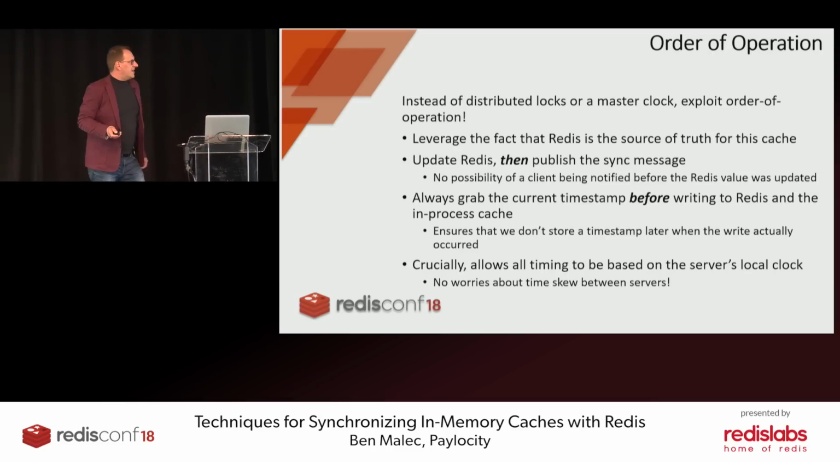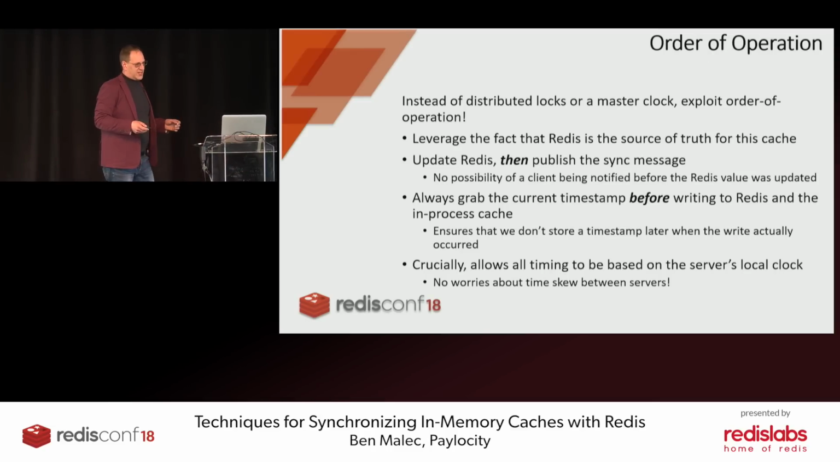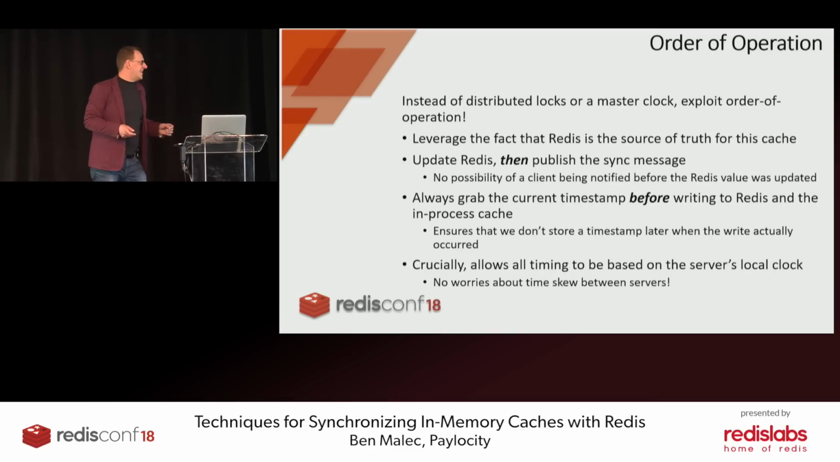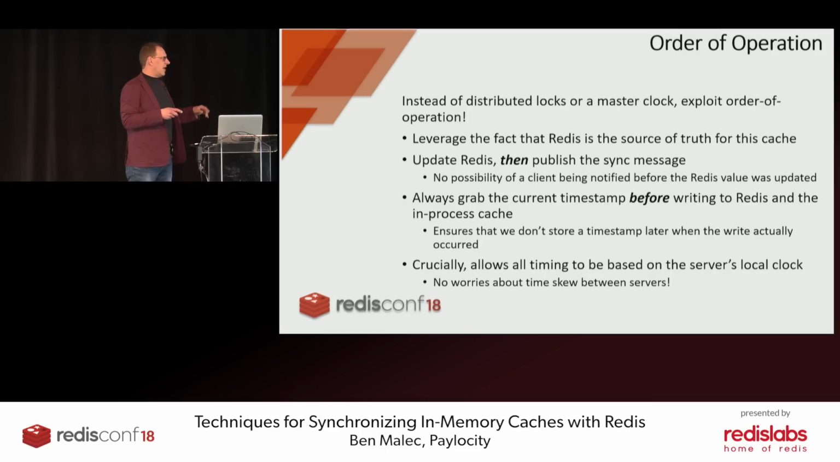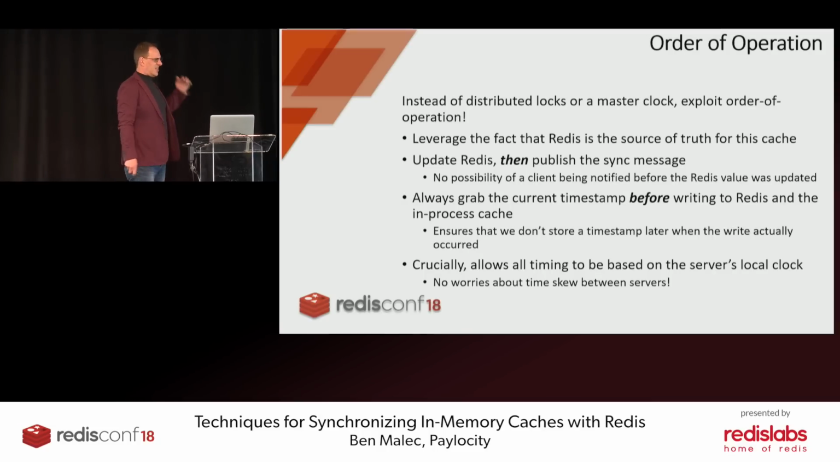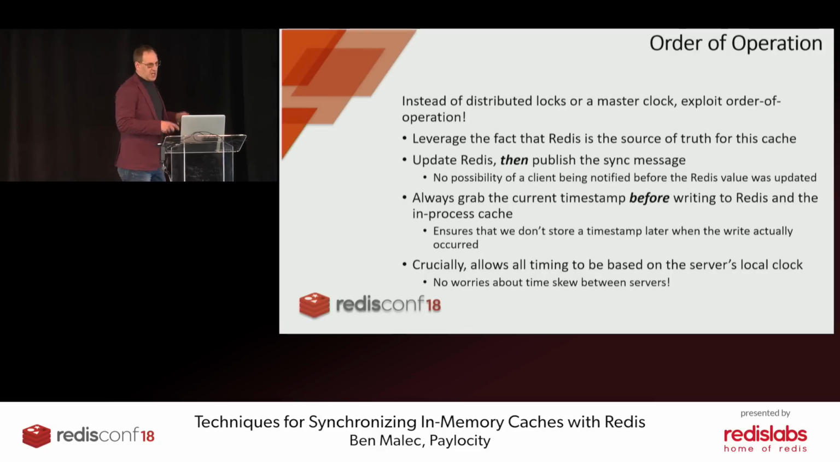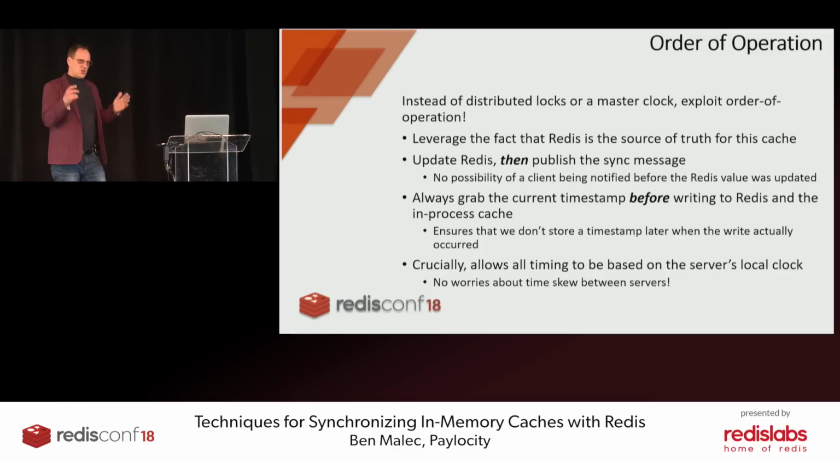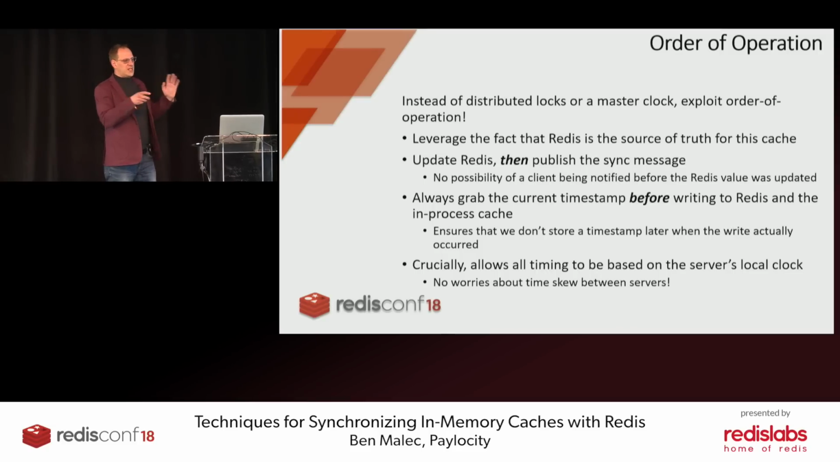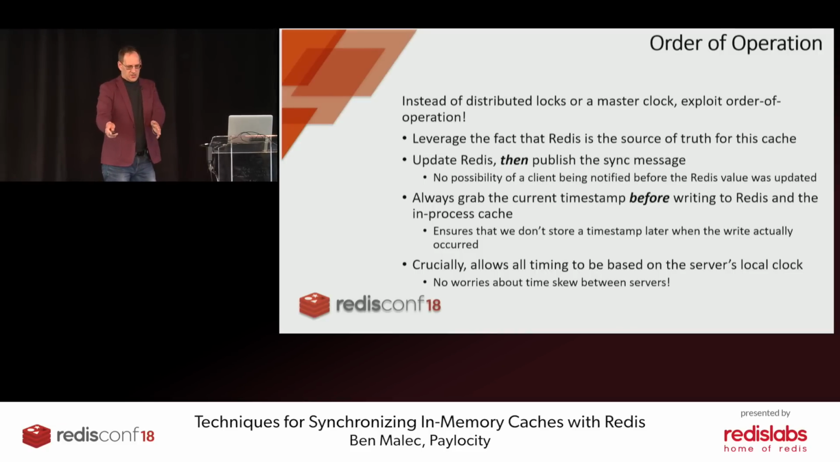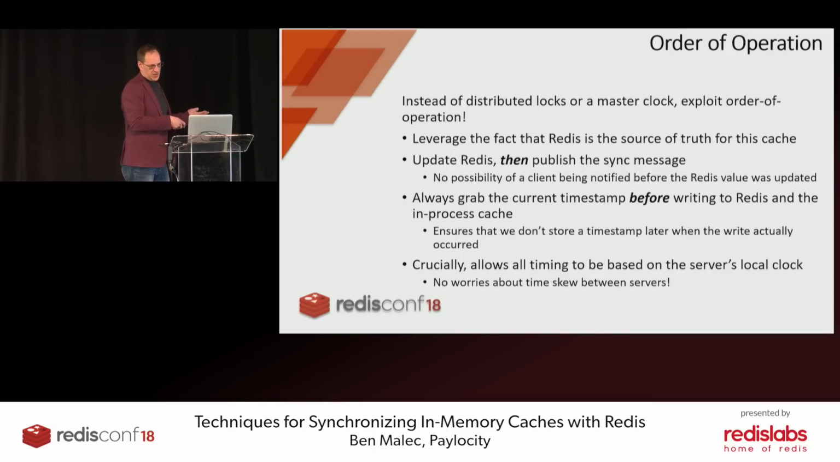So instead what we did is a very, very careful order of operations. A very, very simple concept. In certain situations it can be tricky to get right, but it's very simple. If you're looking at this and saying, it can't be this simple, sometimes it can be. Because Redis is the source of truth for our cache, we don't need exact timing, we just need to know if there's a possibility that the data in Redis is newer than the data we have in our in-process cache.